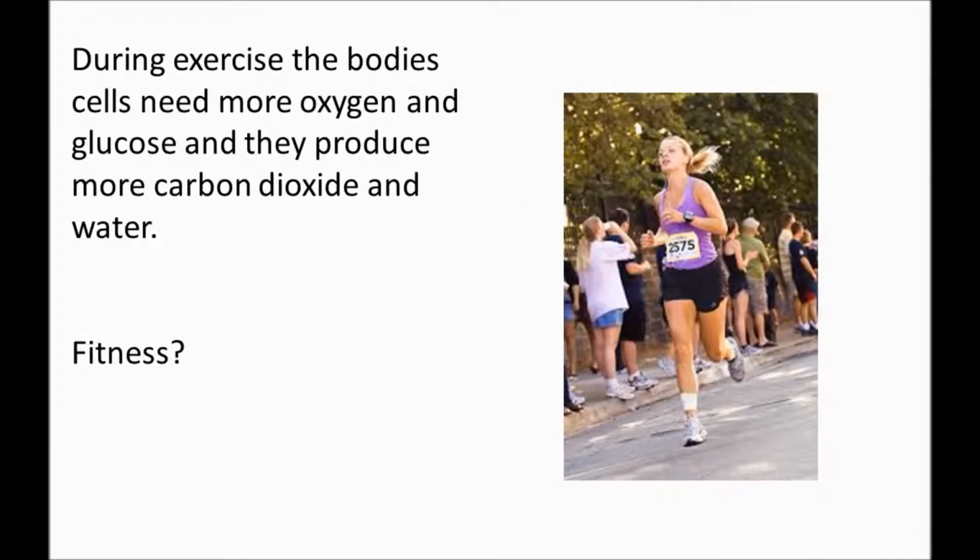When we exercise, our cells need more energy, so they must respire faster. This means there's an increased demand for oxygen and glucose, and the waste products have to be removed faster. So there's a big demand for oxygen and glucose. Your muscles are crying out for oxygen and glucose in order to respire faster. How does your body achieve this? How does your body get that oxygen and glucose to your muscles?